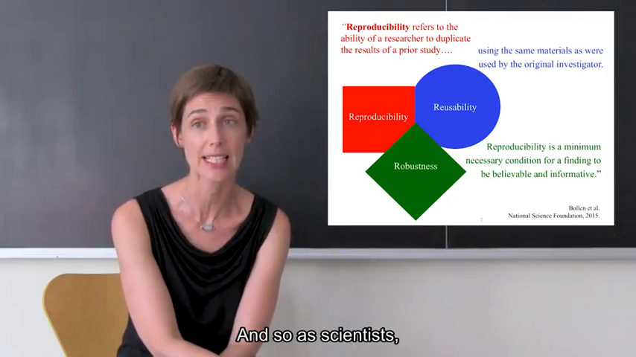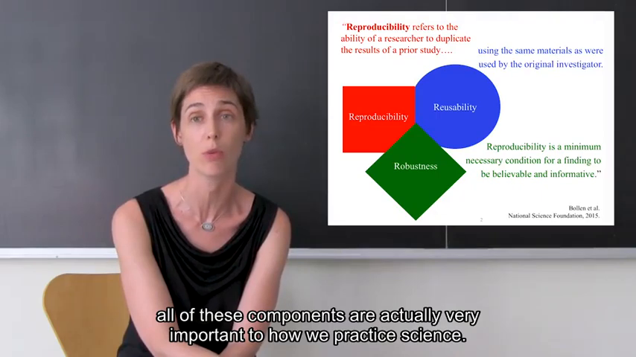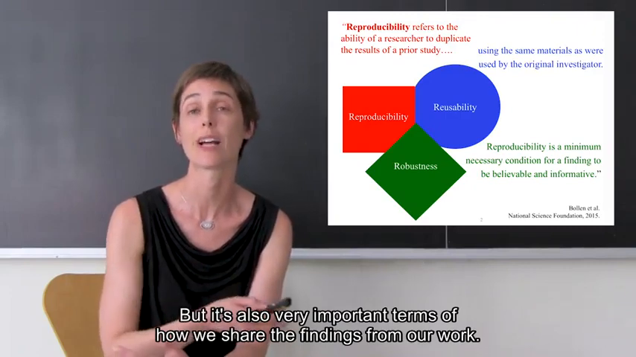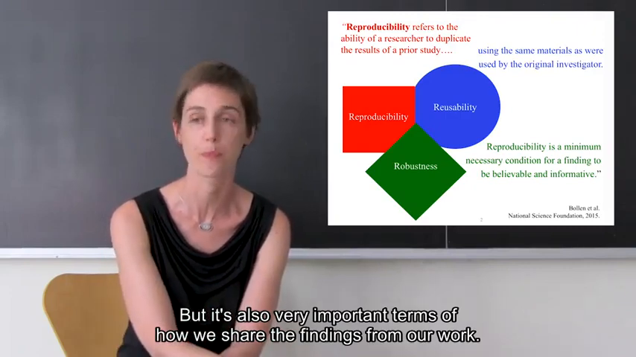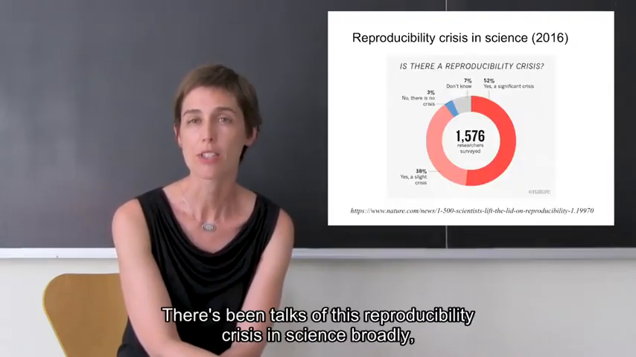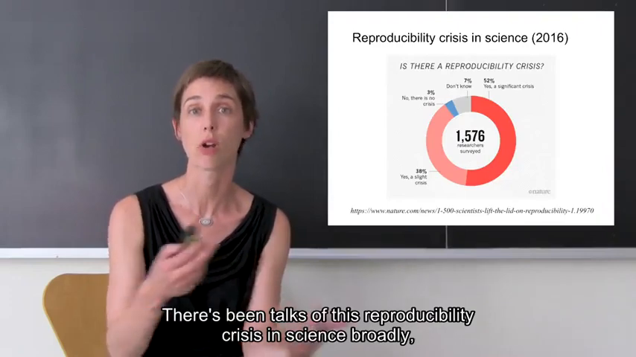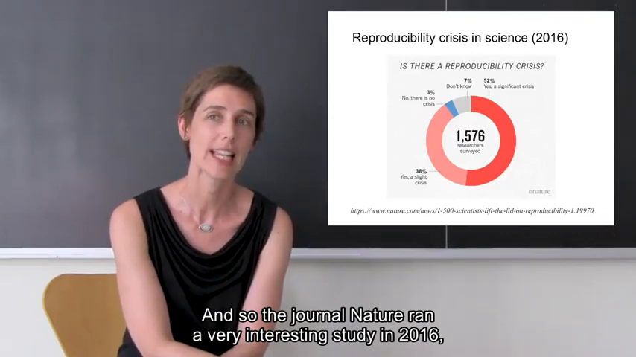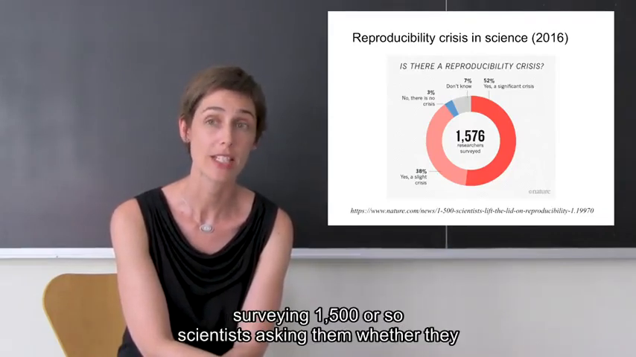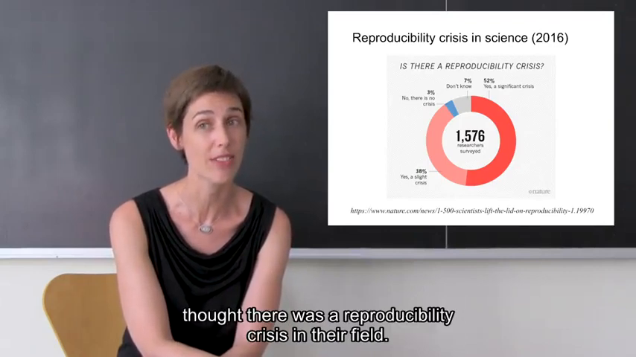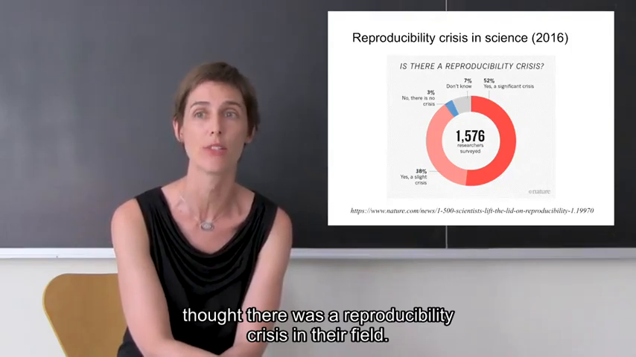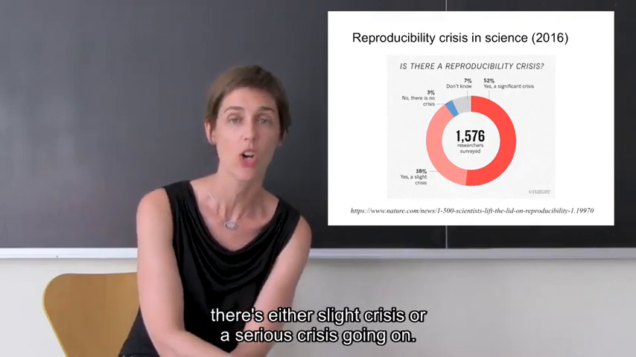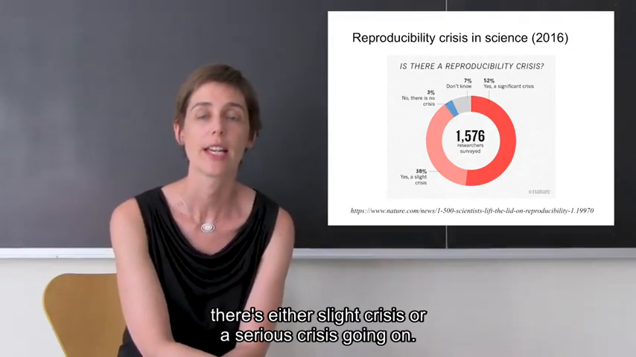As scientists, all these components are very important to how we practice science, but also in terms of how we share the findings from our work. There's been talk of a reproducibility crisis in science broadly, not just in machine learning. The journal Nature ran a very interesting study in 2016, surveying 1,500 or so scientists, asking them whether they thought there was a reproducibility crisis in their field. And a large number of them said, yes, there's either a slight crisis or a serious crisis going on.